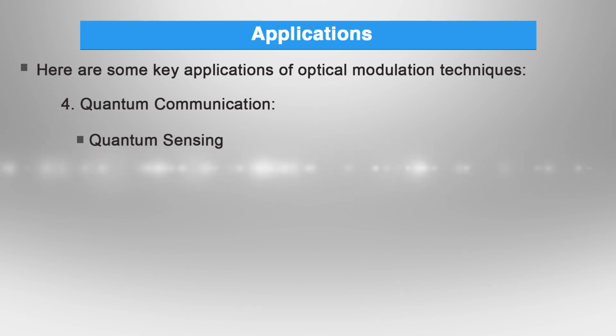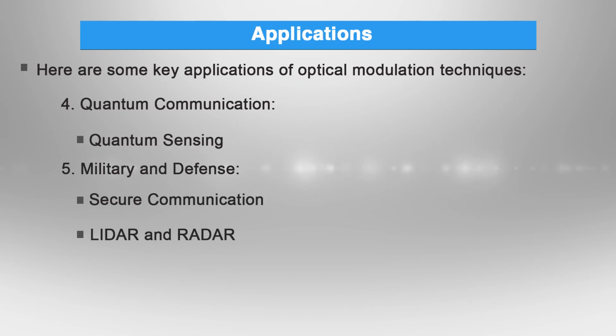Optical modulation techniques are essential in quantum communication, where they are used to encode quantum information onto light particles. These ensure a secure communication channel, as any attempt to intercept the data alters the quantum state, revealing the presence of an eavesdropper. Next is military and defense.